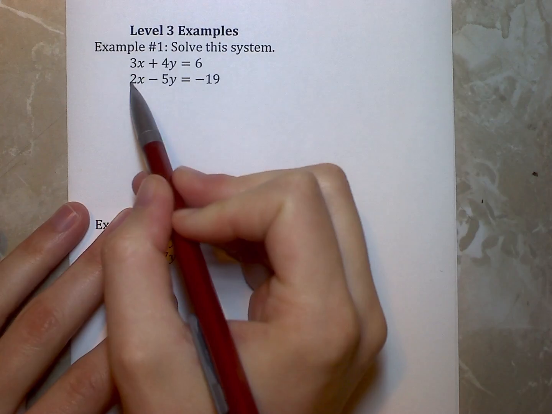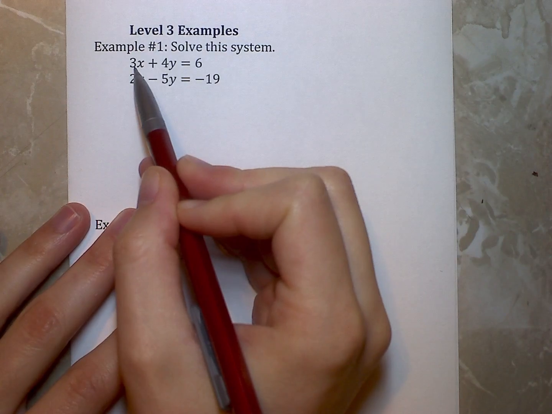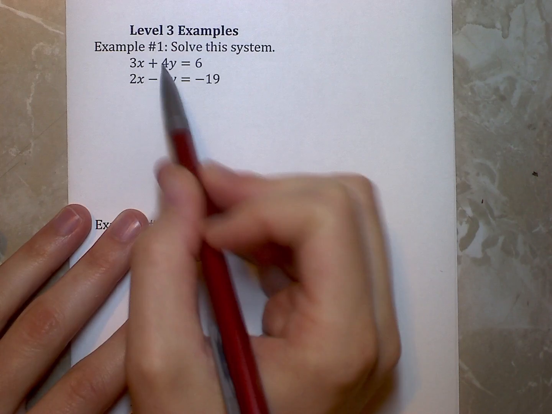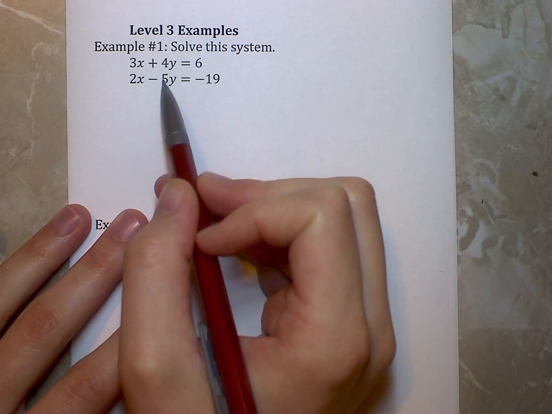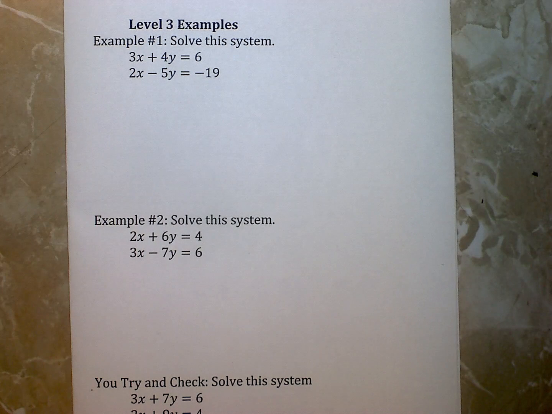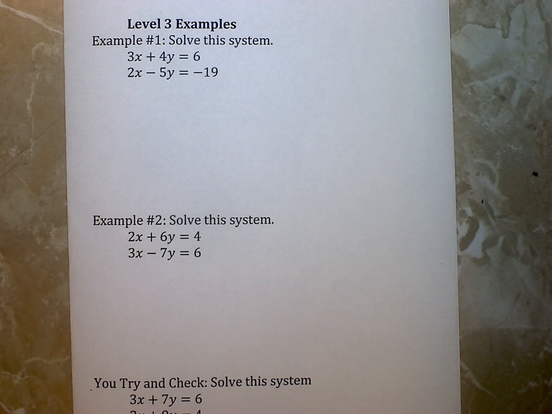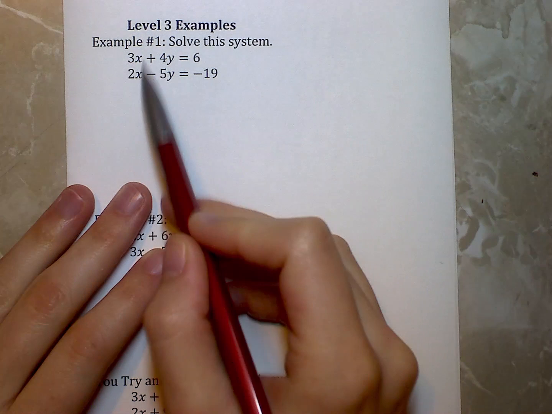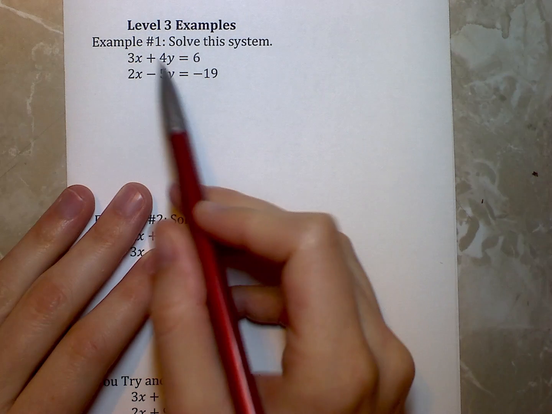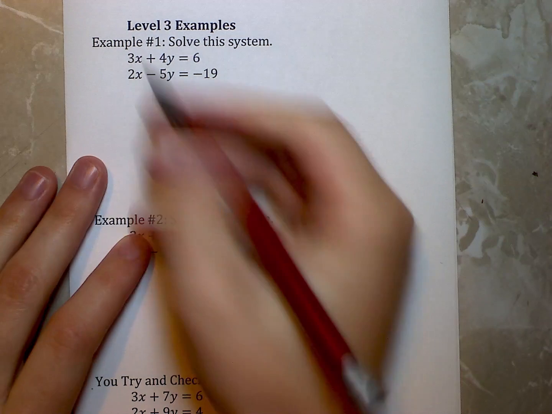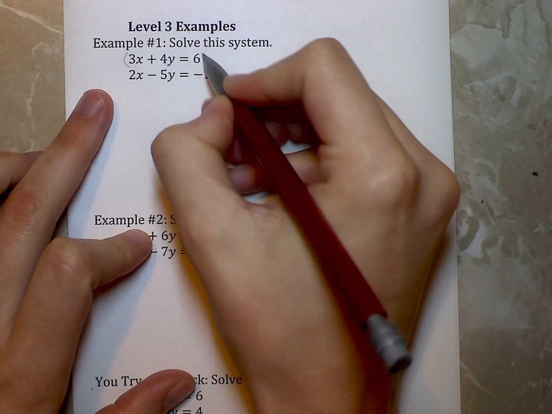What can I multiply 2 by to get 3? There's not, well, it's a decimal I have to do, right? What can I multiply 4 by to get 5? Oh, still nothing, right? So the issue that makes this level 3 as opposed to level 2 is that this time we actually have to adjust both equations, right? We're going to have to multiply both equations by something in order to change them into something that would allow us to eliminate.